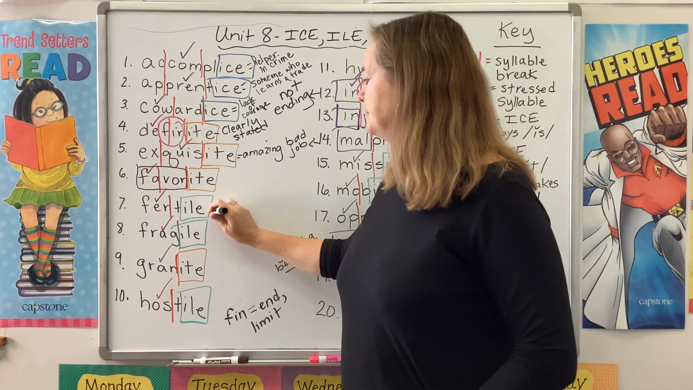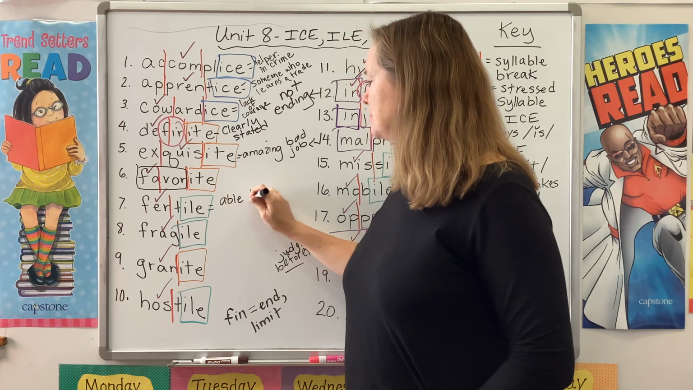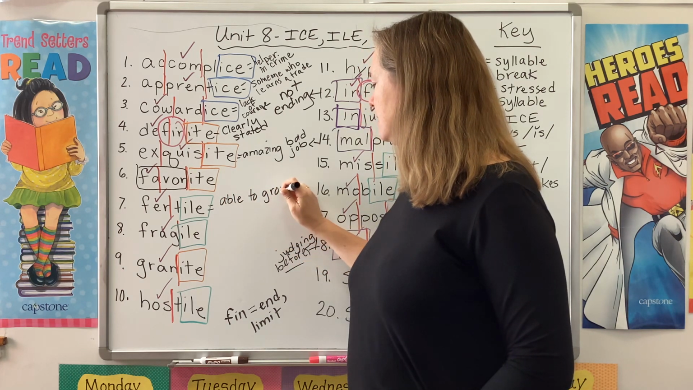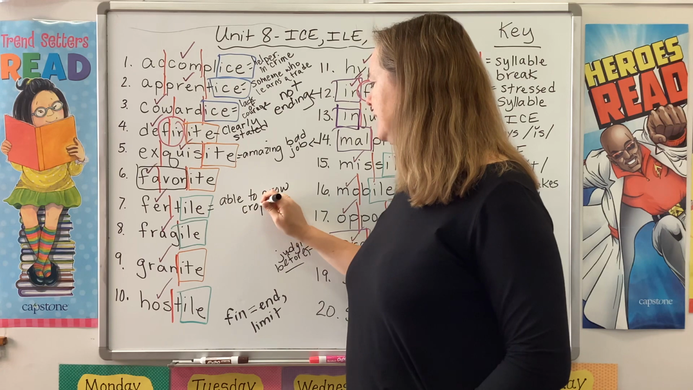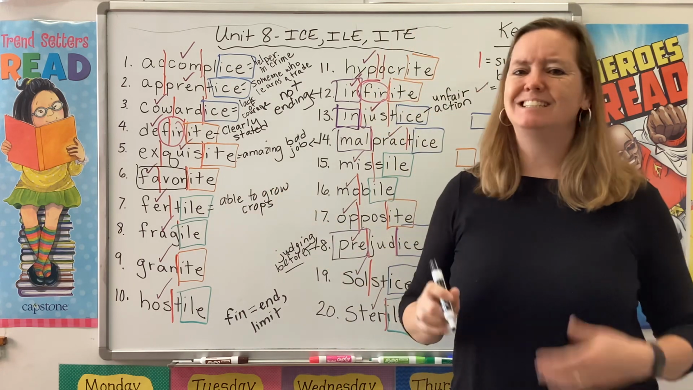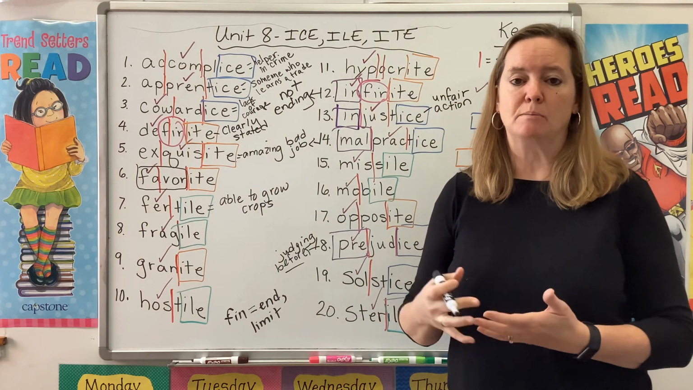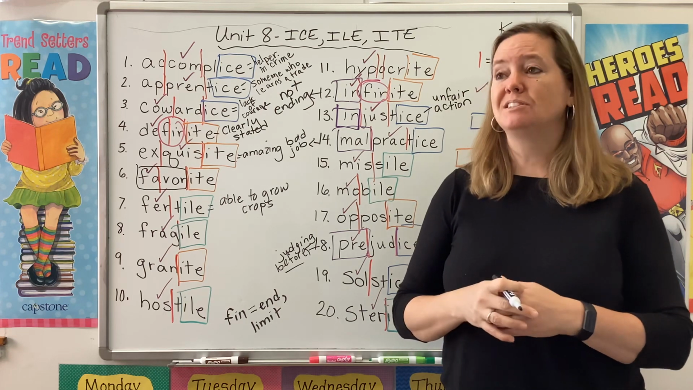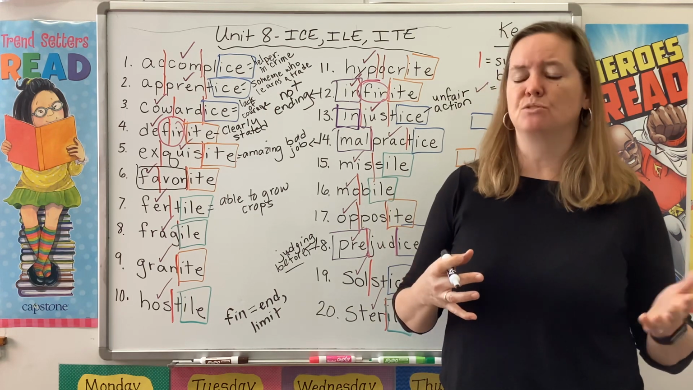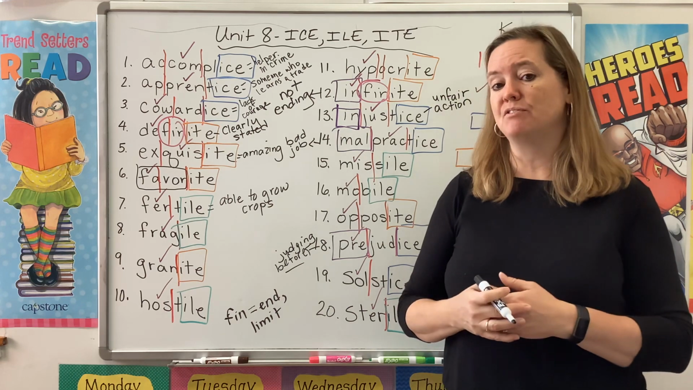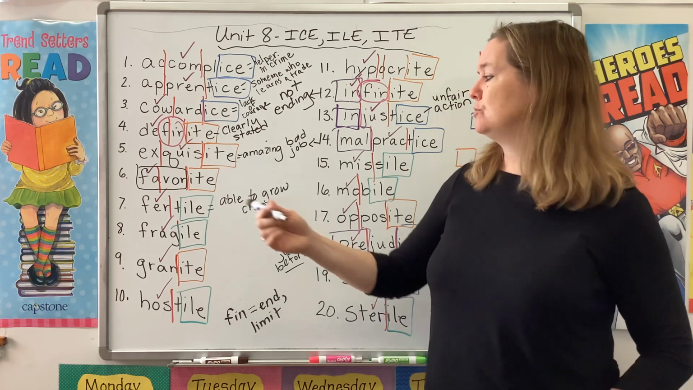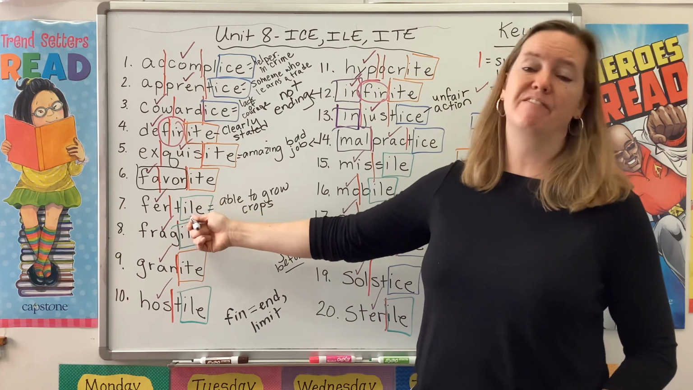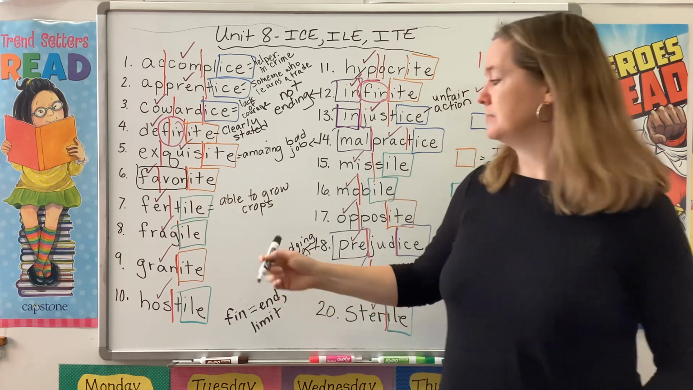Fertile means able to grow crops. So a sandy beach is not a good place to grow vegetables because that sand is not fertile. Some places don't have fertile soil. There's too many rocks. There's not enough nutrients. It's too dry. So farmers are always looking for fertile soil.